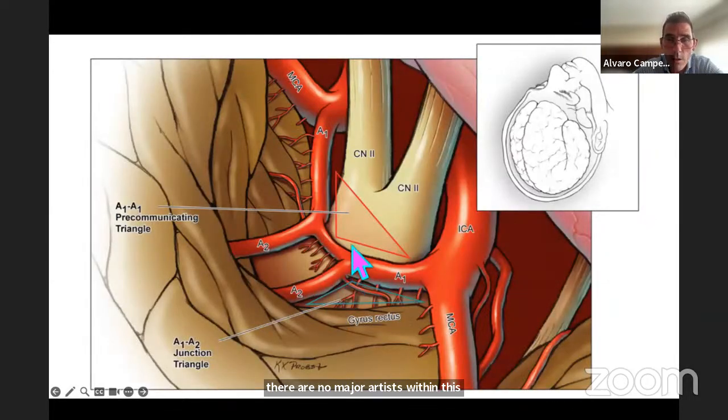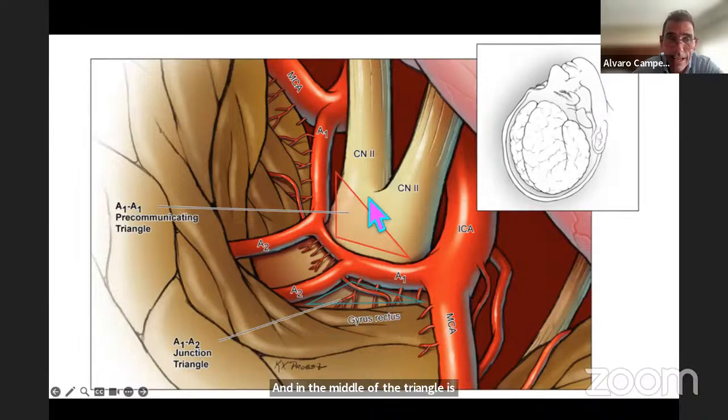So here we can see both triangles. The junctional triangle between A1 and A2. Here we have the gyrus rectus. We have to push the gyrus rectus or remove part of it in order to see this. And in the middle of the triangle is the recurrent artery of Heubner.